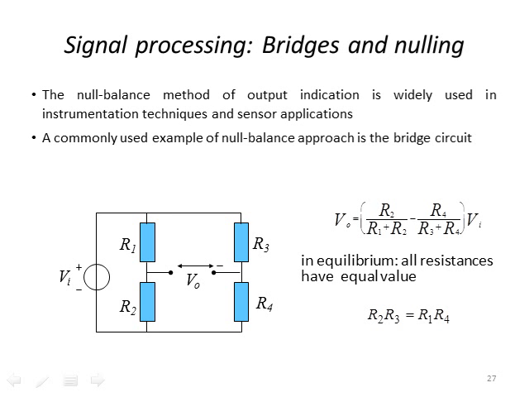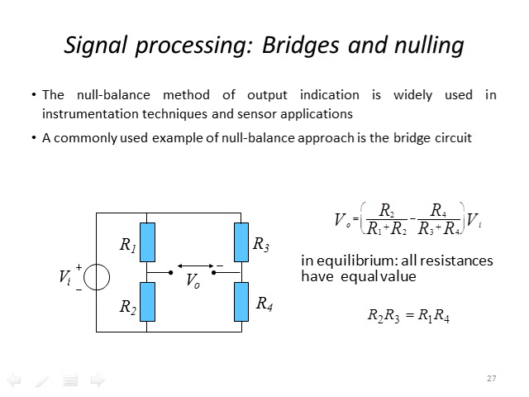The null-balanced method of output indication is widely used in instrumentation and sensor applications. And nulling means that we try to set the output of our system to 0. We null it. A commonly used example of null balance is the bridge circuit.